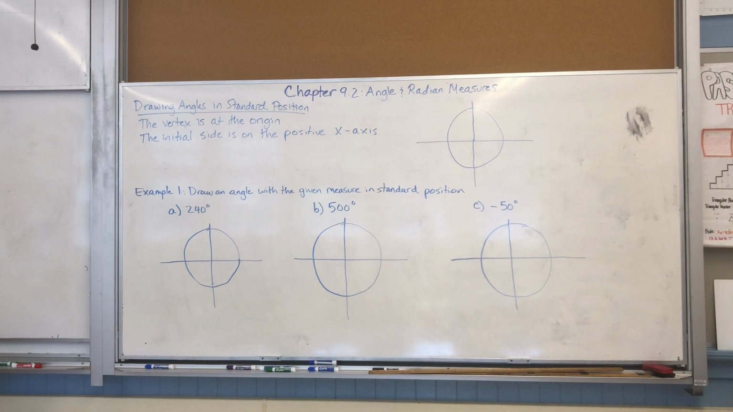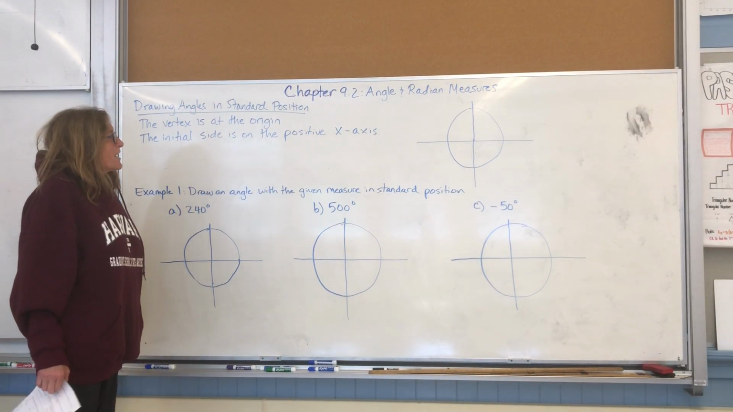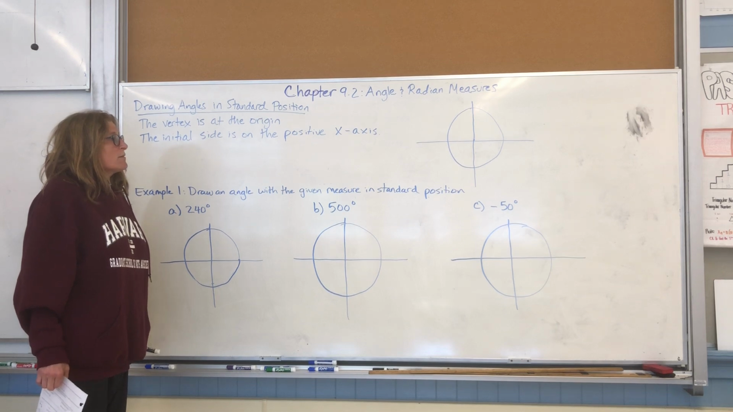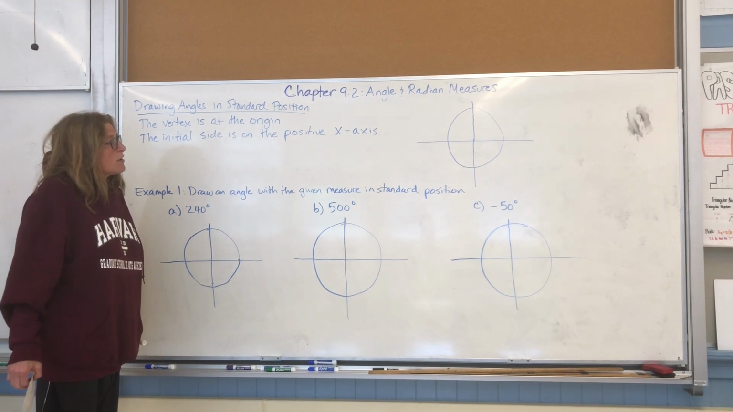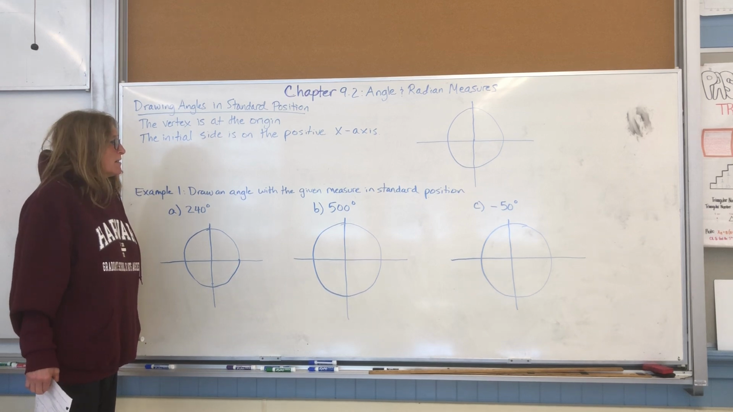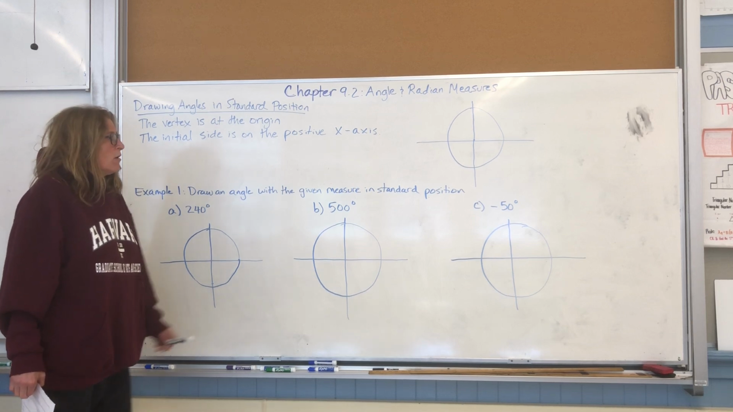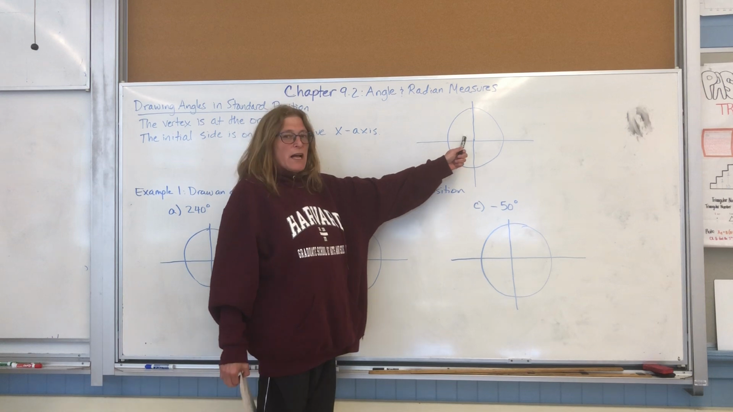Today we are going to learn about chapter 9.2, which has to do with angle and radian measures. So you guys started your journey on trig last class. Now we're going to talk about how we visualize angles on a set of XY axes.